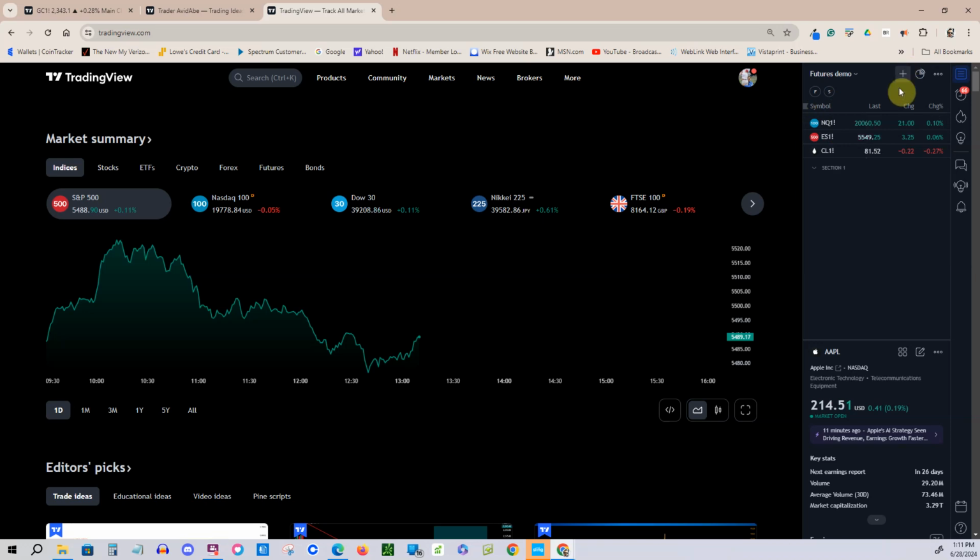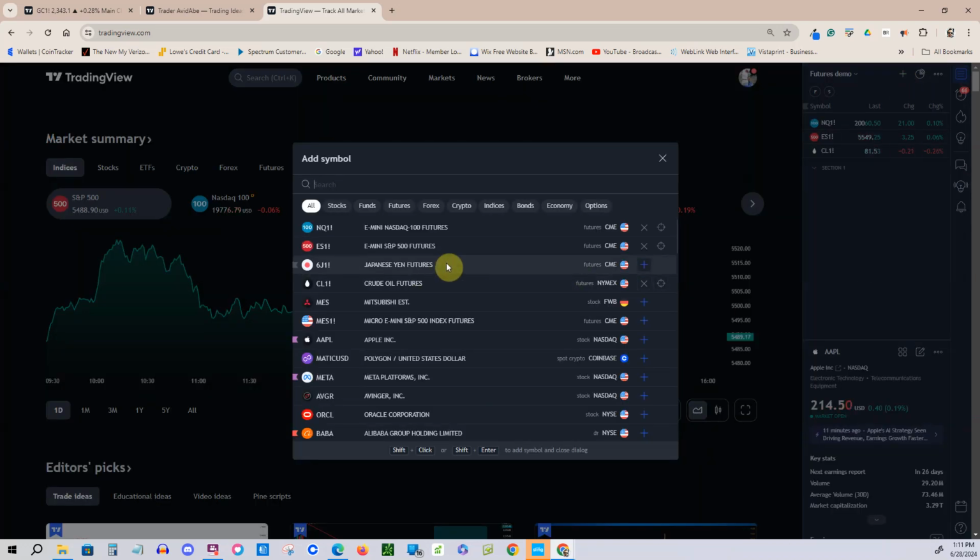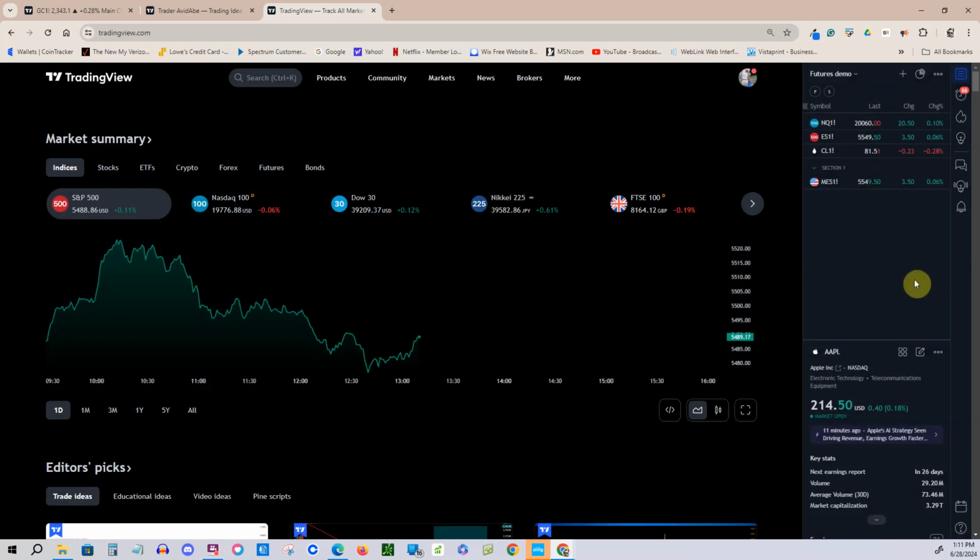So to add to this list, you're going to hit the add button. And let's just add something here. It'll appear, so everything you select will appear on here. And these are the different markets that we're going to be looking at. I'm just going to quickly talk about the most popular markets. The one that I'm trading a lot right now is NQ, which is the NASDAQ.